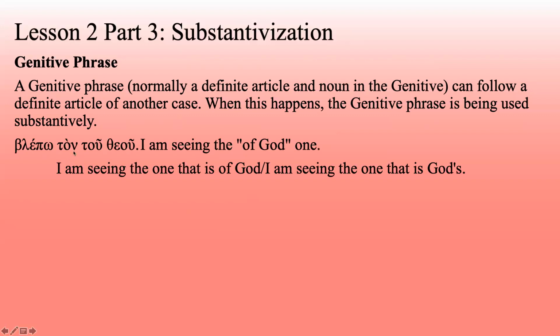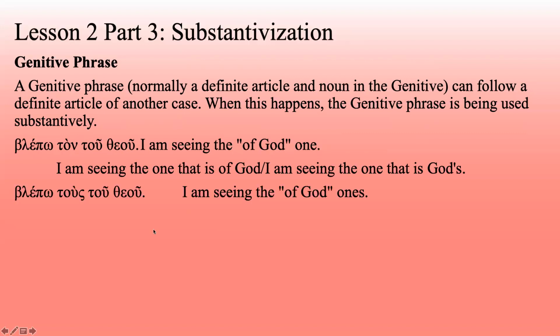So there's some man right here. We don't know anything about him, but we know that he's characterized by belonging to God. That's all that we know about him. We just didn't need to throw in the word anthropos there because in Greek, you don't have to do that. In English, we do, so we throw it back in. We're going to throw in a one there. Blepo tous tou theou. I am seeing the of God ones.